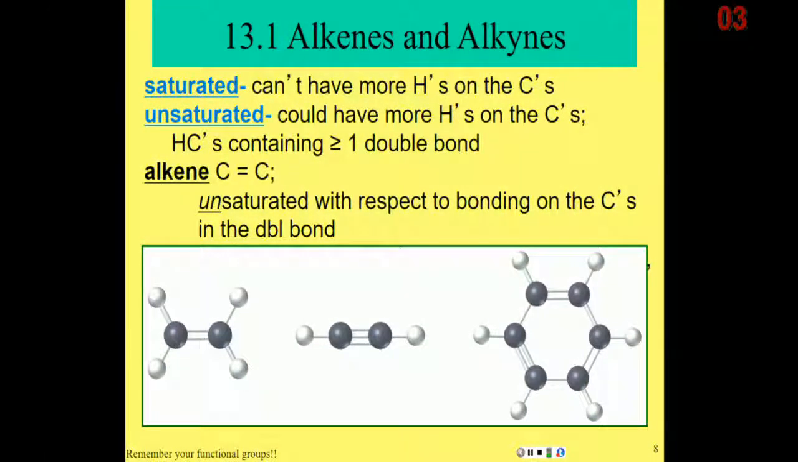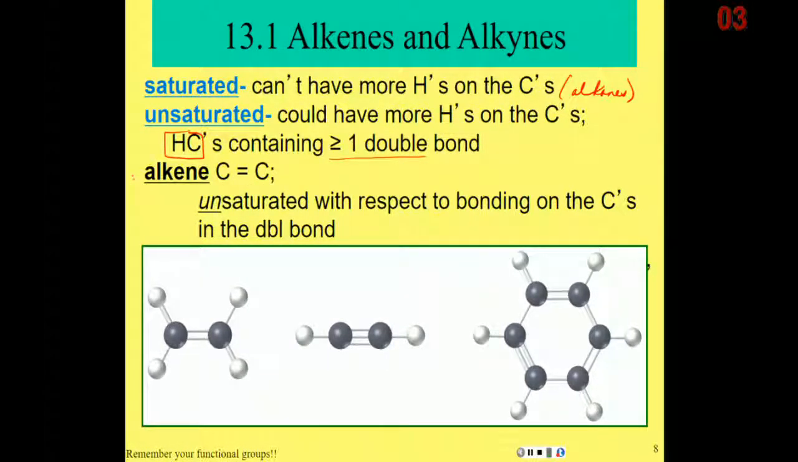So, alkenes and alkynes. These are different from the alkanes. The alkanes were saturated. They can't have more hydrogens on the carbons. So alkanes are that type. Unsaturated compounds could have more hydrogens on their carbons. In other words, they're not as full of hydrogen as they could be. So these are hydrocarbons that have at least one double bond.